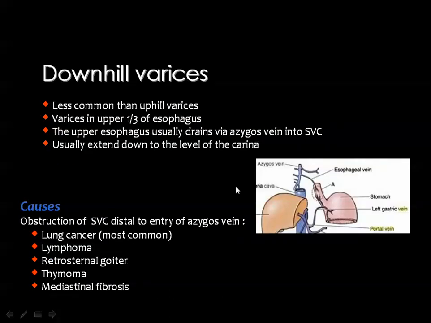Then downhill esophageal varices will result from obstruction of the superior vena cava. And you know that these are varices affecting the upper third of the esophagus, and the upper third drains through the azygos vein into the superior vena cava. Then any obstruction of the superior vena cava will result in what is known as downhill esophageal varices, which affects the upper part of the esophagus.